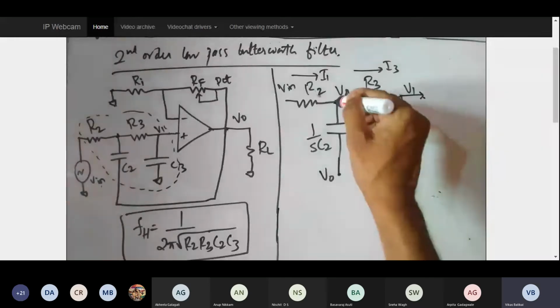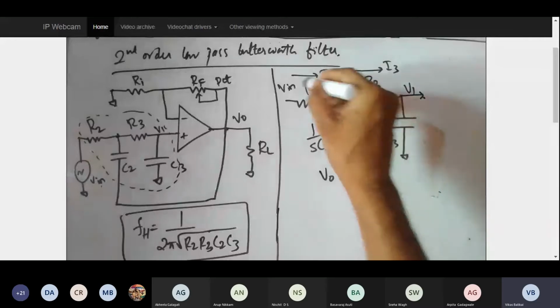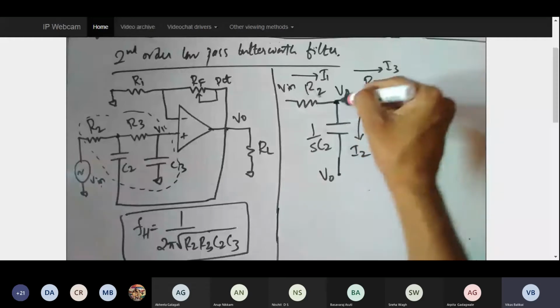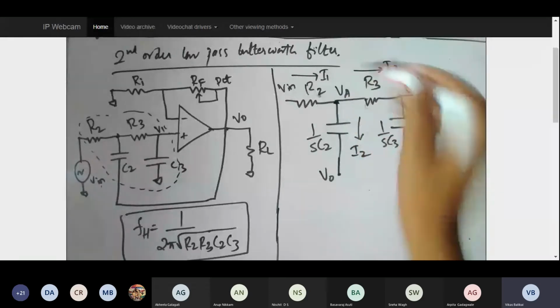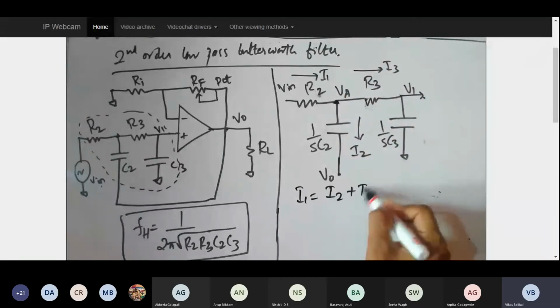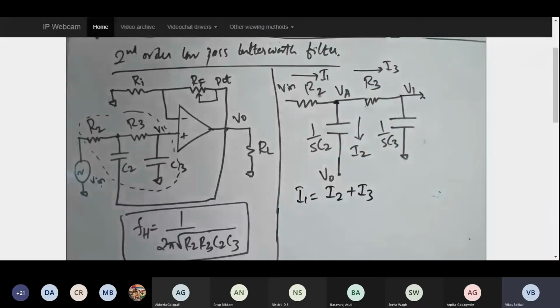The current division happens at VA, so I'm considering I1 is entering VA and getting divided as I2 and I3 at VA. So fine. According to Kirchhoff's current law, the current entering the node equals the current leaving the node, so I1 equals I2 plus I3.